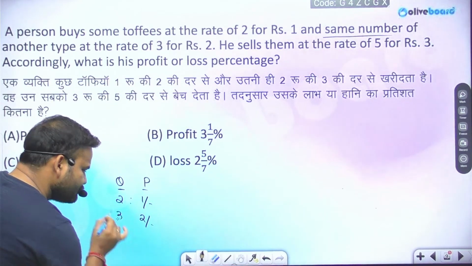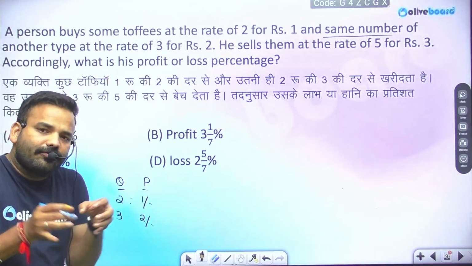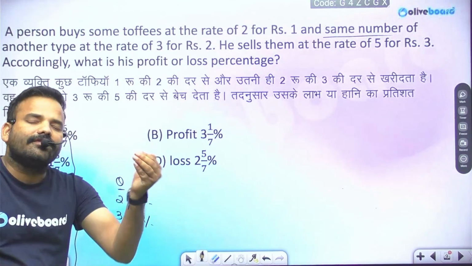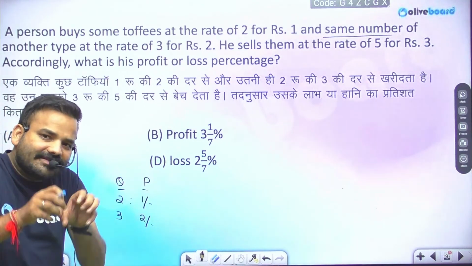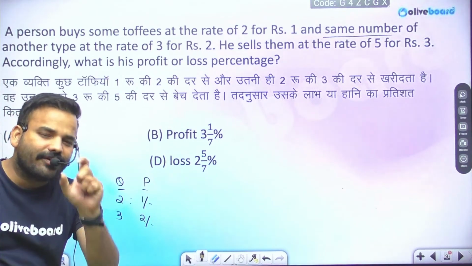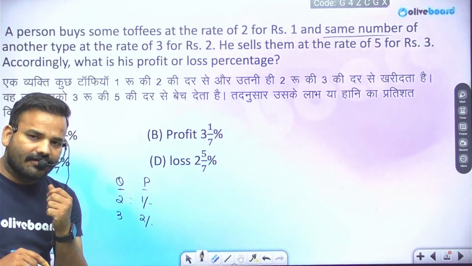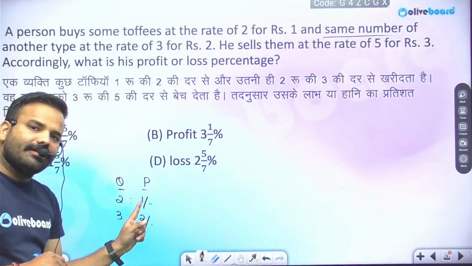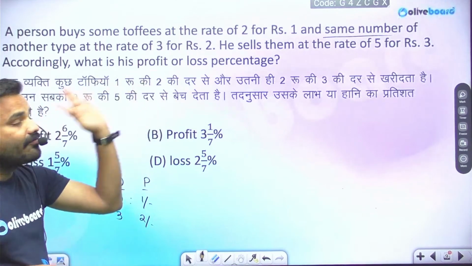3 for rupees 2. This particular shopkeeper is first purchasing toffee from 2 different places. He is mixing it and selling it forward. So the moment he buys toffees from 2 different places, he will have an average cost price, because the quantities for both are the same. The rate of the first toffees was 2 for rupee 1 and this is 3 for rupees 2. Now he has bought the same number of articles from both places.